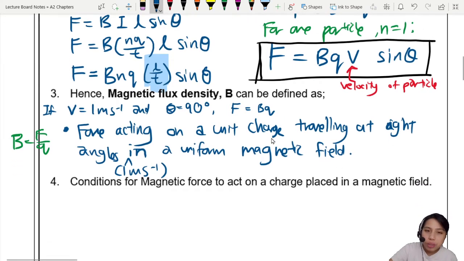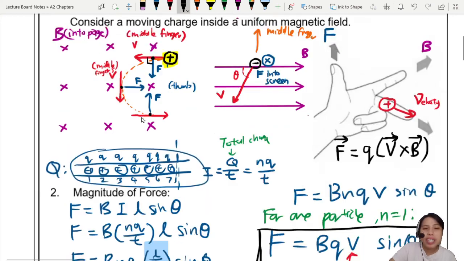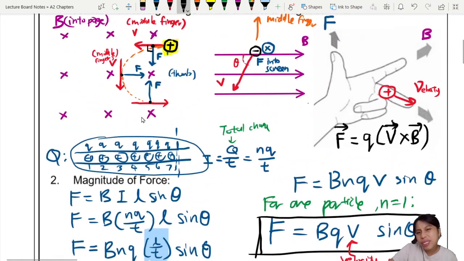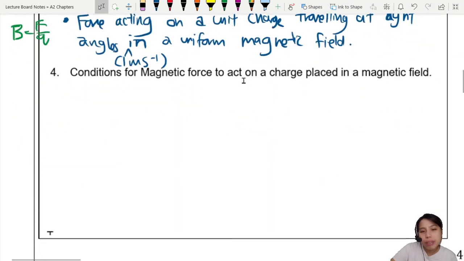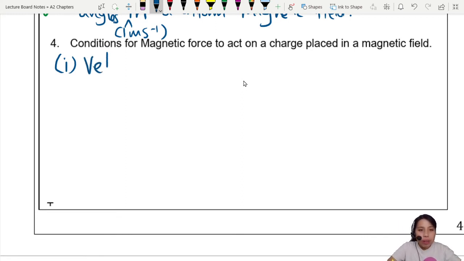Now, what are the conditions? When will there be a force acting on the particle? Well, one of it is a right angle thing. F, V, and B all have to be at right angles kind of thing. If they're not right angles, there's still a force, but it really depends. So here, let's write down the conditions and remind ourselves what we learned before. It's pretty much the same conditions. So number one, the velocity of the particle must not be parallel to the magnetic field.